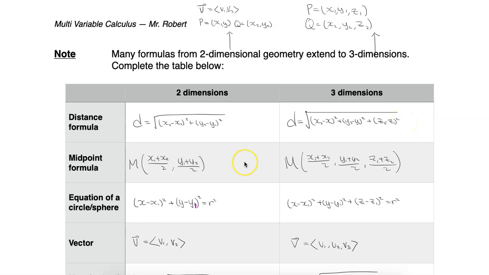What about the midpoint? If we have 2 points in 2D, this is the formula that you all remember. In 3D, it's just like that. And in 1D, it's just x1 plus x2 over 2. Equation of a circle, equation of a sphere. Again, very natural way of expanding something we know.